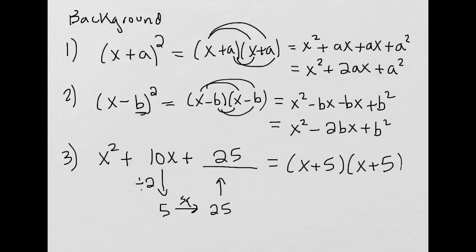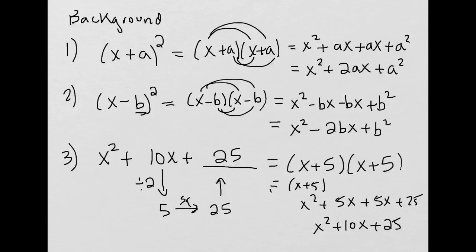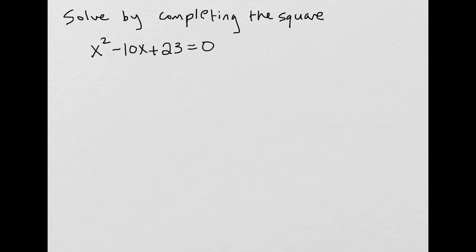Okay, if we just check that to make sure it works, x times x is x squared, x times 5 is 5x, 5 times x is 5x, 5 times 5 is 25. And so notice it did work out because we do end up with exactly what we started with. So another way to write x plus 5 times x plus 5 is x plus 5 squared. And now I've got it in exactly the form that I wanted, which is to look like number 1.